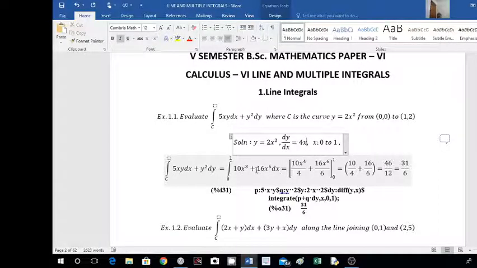Now we can integrate. Integration of 10x cube is 10x to the power of 4 by 4, plus 16 into integration of x raised to 5, which is x to the power of 6 divided by 6. This is between 0 and 1. Now put the limits. For the upper limit, if I put x equal to 1 we get this one, and if I put x equal to 0, everything will be 0. After simplification, we get 31 divided by 6.